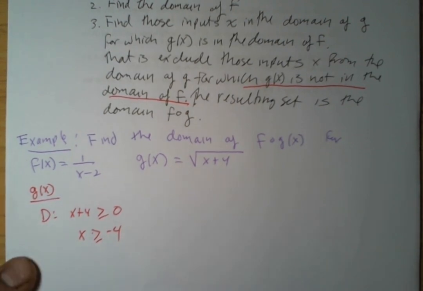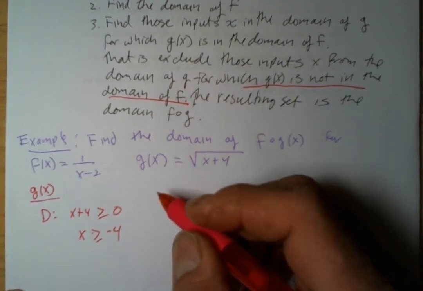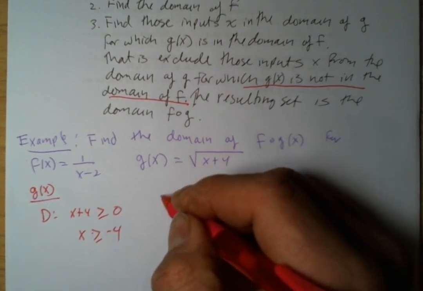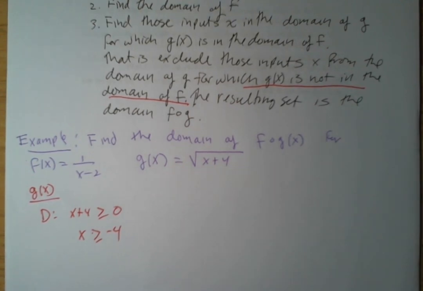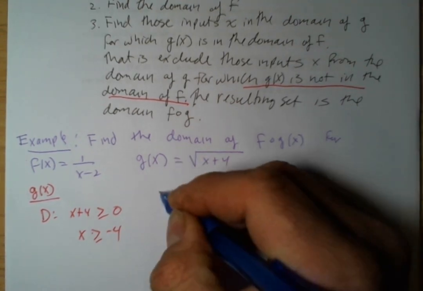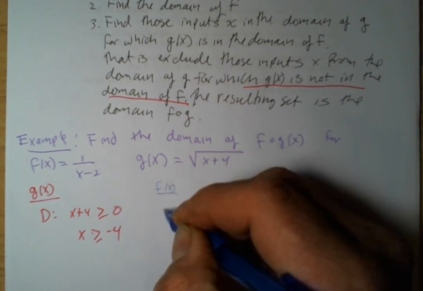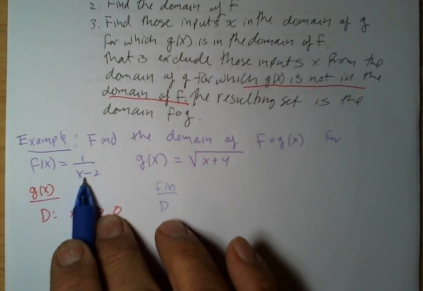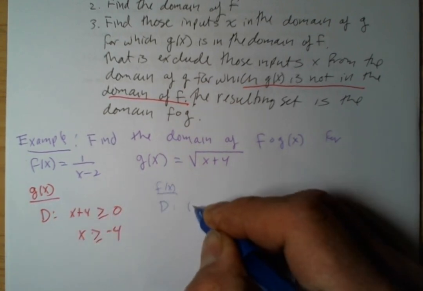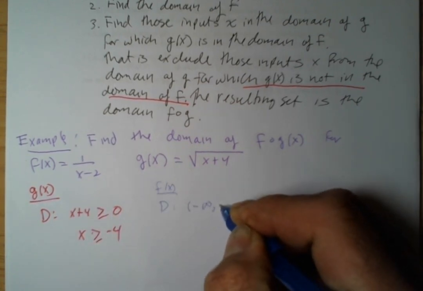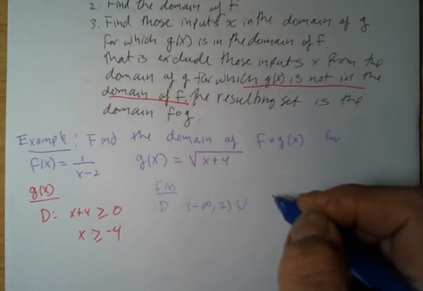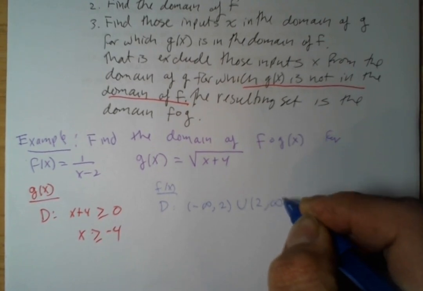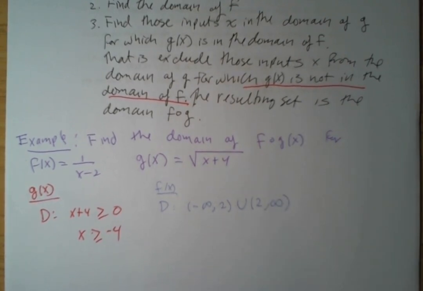All right, and then from here, let's find the domain of f. So for f of x, here we have the restriction that x cannot be 2. That's our only restriction here, because that would be division by 0, which is undefined. So it looks something like this.